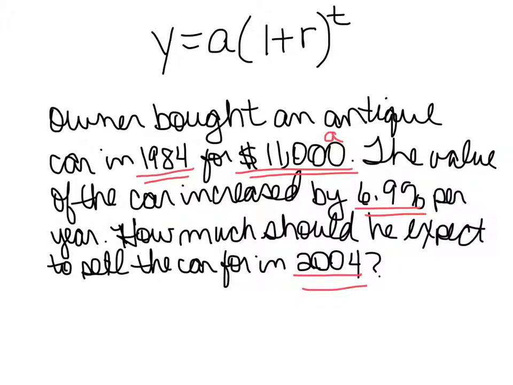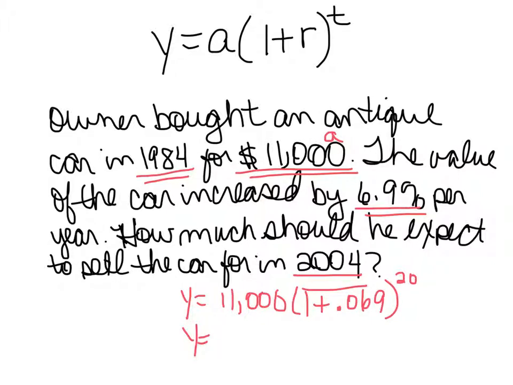So we can plug those values into our formula. y equals A, which is 11,000, times the quantity of 1 plus the rate, which is 6.9%. Change that into a decimal, 0.069, raised to the t, which is the time in years, and we decided that was 20 years. So you can put that in your calculator, and you will get that y equals $41,778.